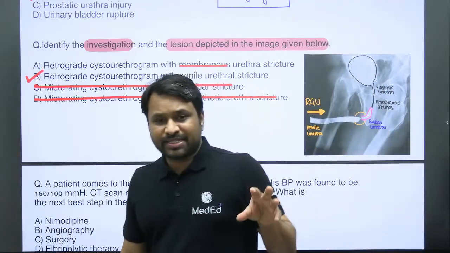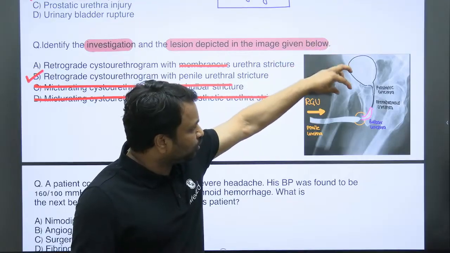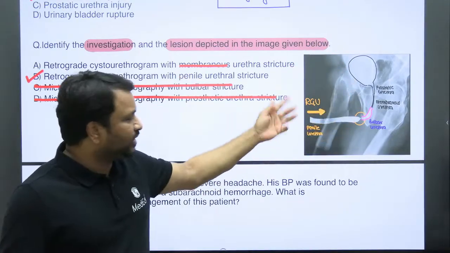But in an MCU, you will see there is contrast flowing from the ureters into the bladder, then into the urethra. But if you see the contrast going in a retrograde fashion, then it is going to be an RGU.